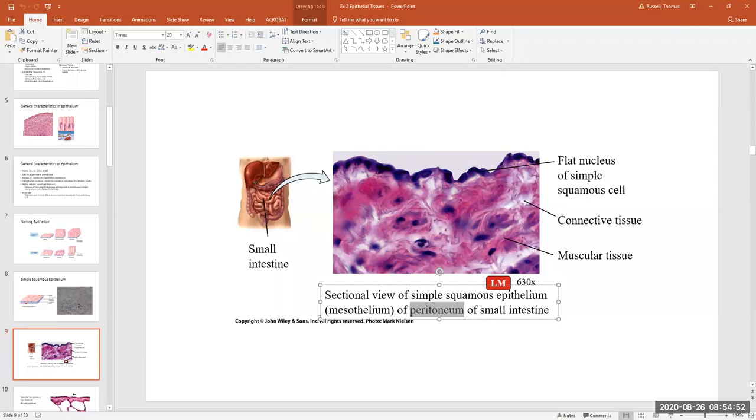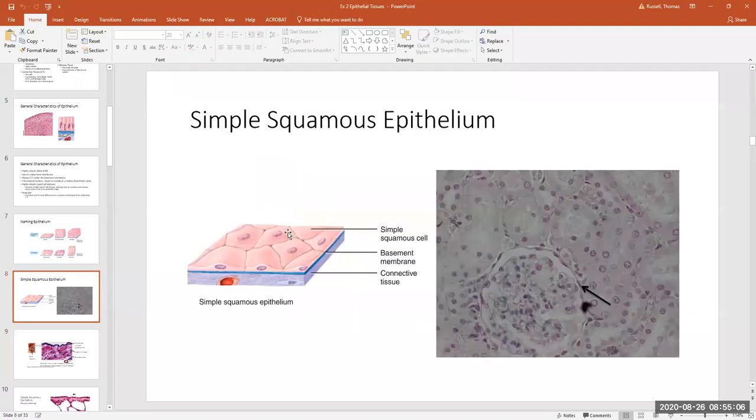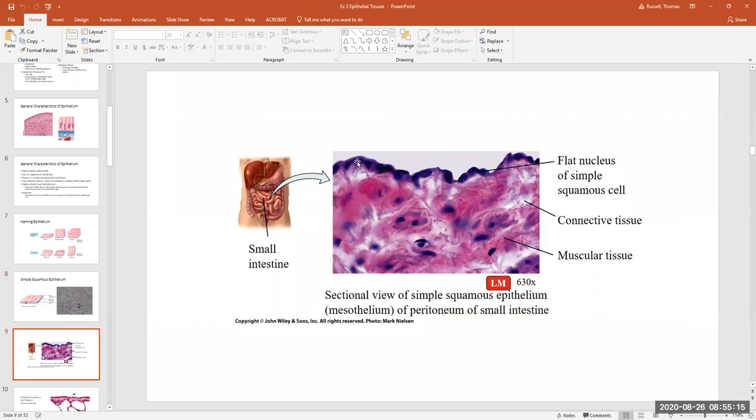All right, so does anybody have any questions about that? So the simple squamous epithelium is only on the outside, not below it in here. And also, I need to mention this, you're looking at it from the side view. That's why the cells don't look broad and flat like this, because you're looking at it from the side view like that. So that's what you're looking at right there, all right?